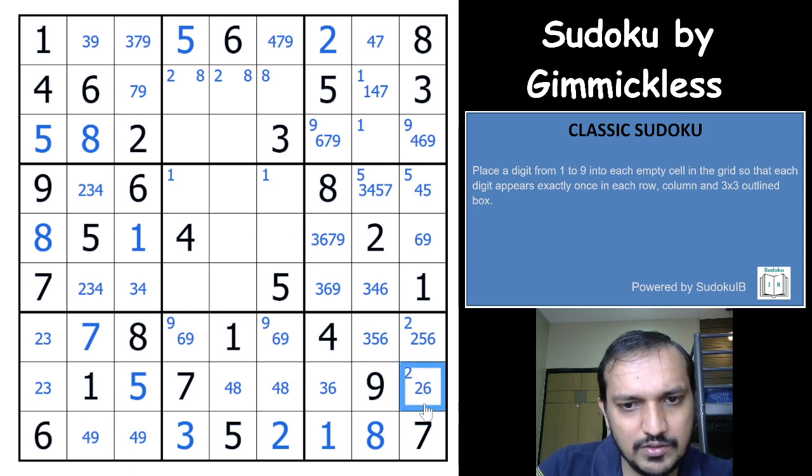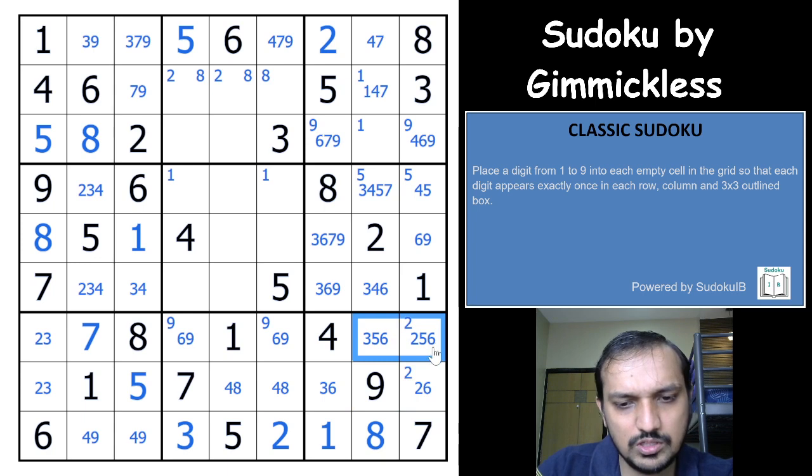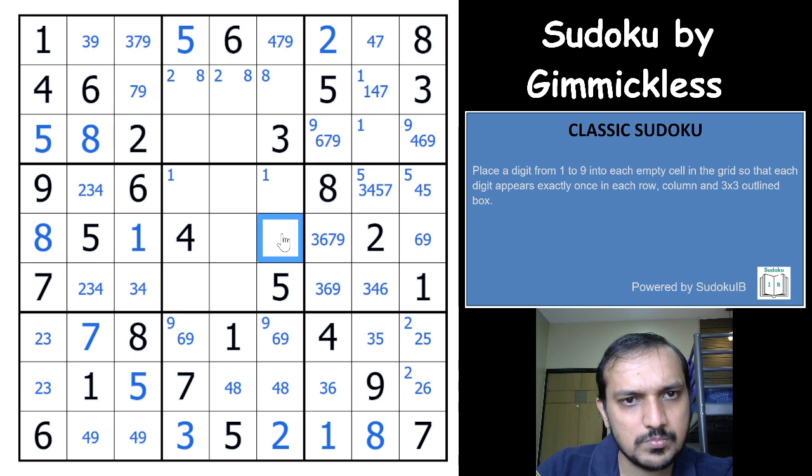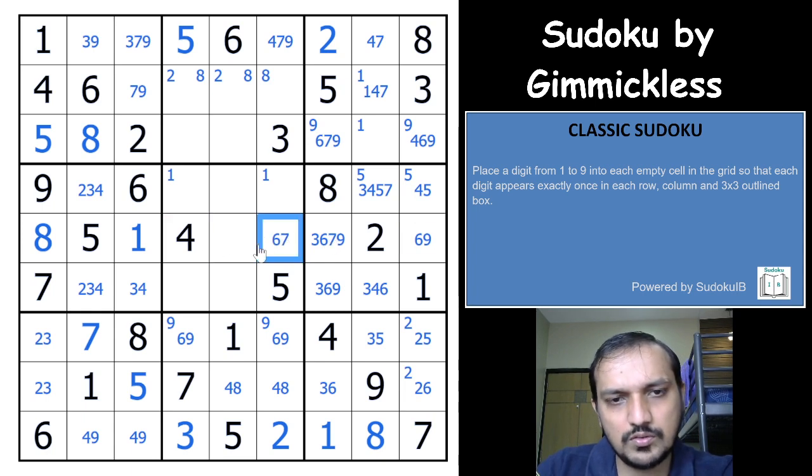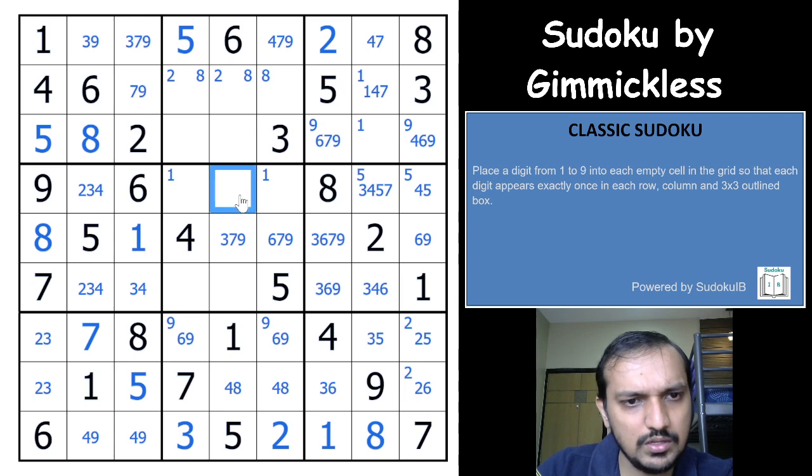This cell is not a 5 here. 6, 9, so these two cells are not 6. 2, 3 and 5. 3, 6, 7 and 9.